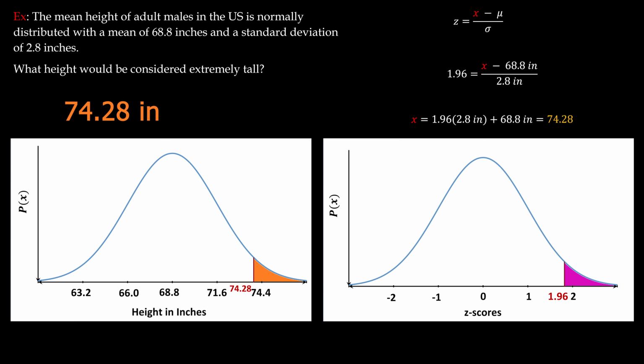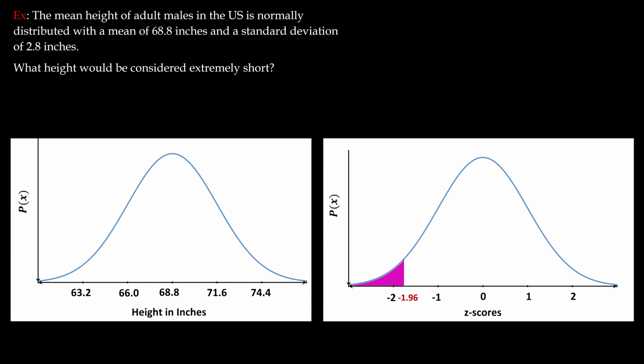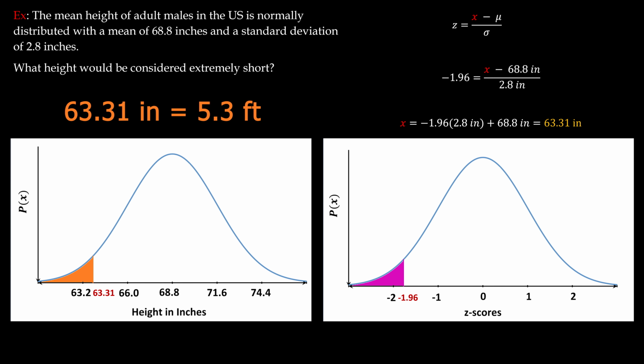This means that anyone above 6.2 feet should be considered extremely tall. What heights would be considered significantly low? Well, significantly low would be any z-score below minus 1.96. So let's work backwards again and find the height in inches that would have a z-score of minus 1.96. This means that if you're less than 5.3 feet, you should be considered extremely short for this population.